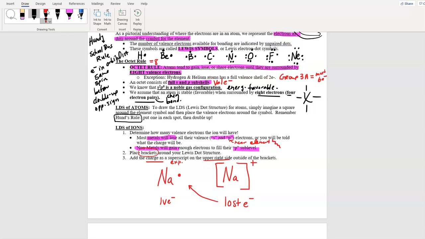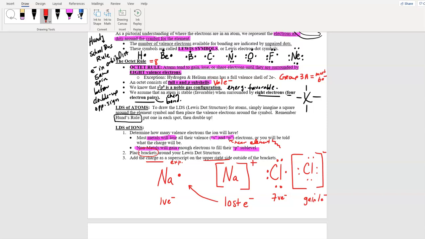What if he gains? Okay, let's say it's chlorine. Chlorine has 7 valence electrons, so we put 7 dots. Okay, and we know chlorine's a nonmetal. He's going to gain an electron. So what if he gained 1 electron? Well, he's going to gain it, and now he's going to be a complete octet. So he went from 7 electrons now to 8. But you have to show me that he gained. So we put them in brackets with the negative on the outside.